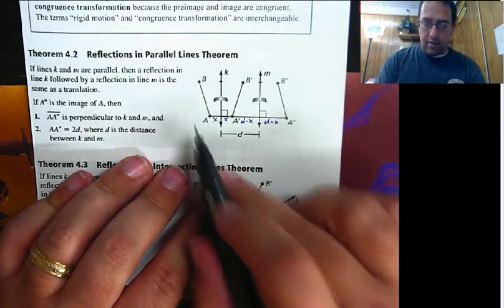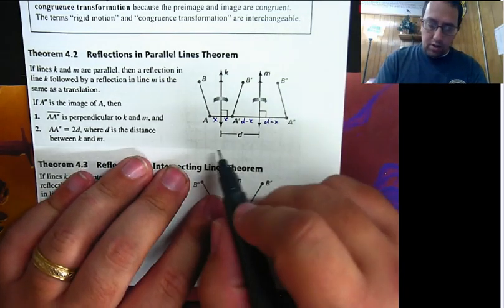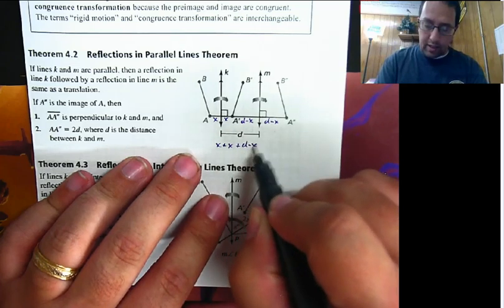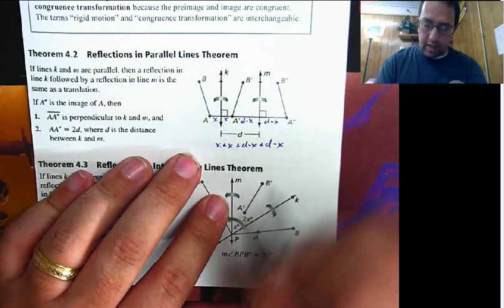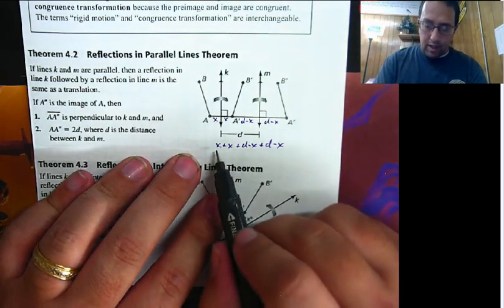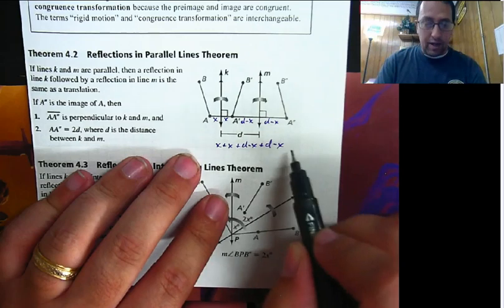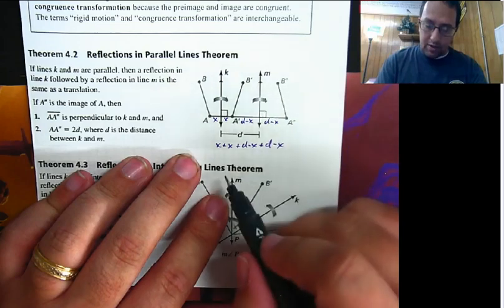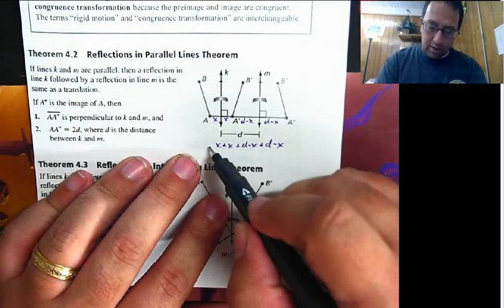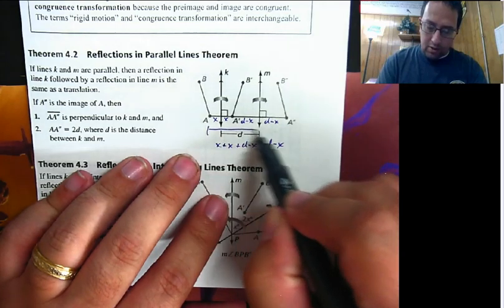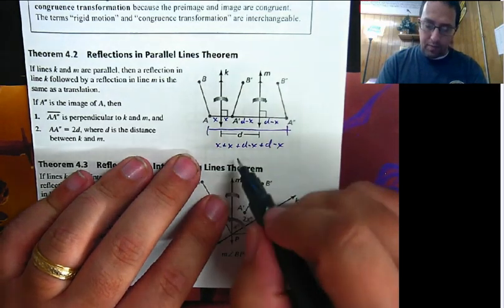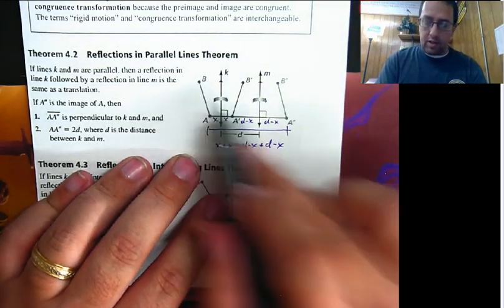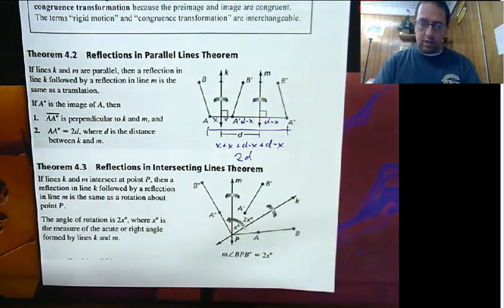And so what we have, the entire length of this would be x plus d minus x plus d minus x, right? Well, x plus x minus x, all those x's cancel out, and I am just left with the entire distance from here all the way through to A prime prime is 2d. So if I know this distance, I know the distance from one translation to the other.